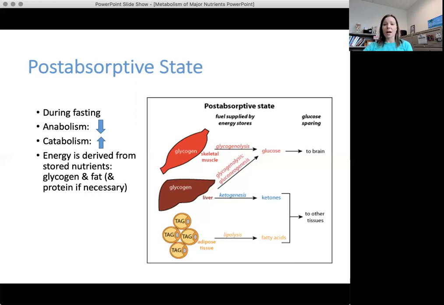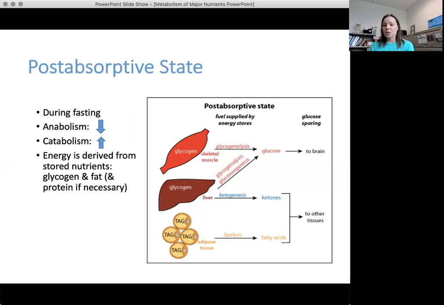Lipogenesis, that is not happening. You're not making new lipids, but you are breaking down lipids. You're using the lipids that you have stored in adipose tissue as an energy source. So lipolysis is happening. Protein synthesis is not happening. You don't have tons of amino acids that are freely available that you can use to make new proteins. However, proteolysis might be happening. That's only going to happen if absolutely necessary, though.